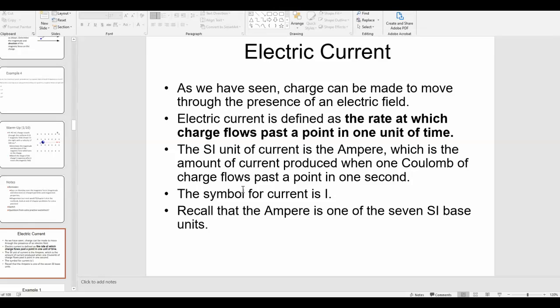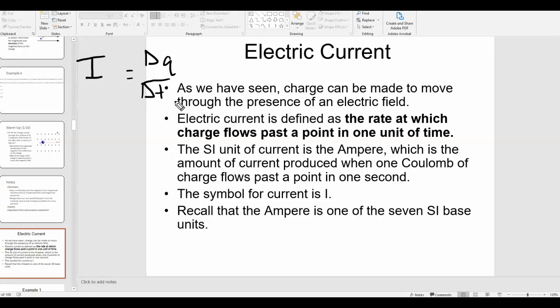How quickly charge moves past a point in space is what is known as electric current. Specifically, electric current is defined as the rate at which charge flows past a point in 1 unit of time. And I believe the data booklet defines the equation for current something like this: I equals delta Q over delta T. Okay, and so a capital I is the symbol for current. I don't know why it's an I, but capital I is the symbol for electric current, and again, we'll see that a lot in circuits. Q is, of course, charge, and T is time.